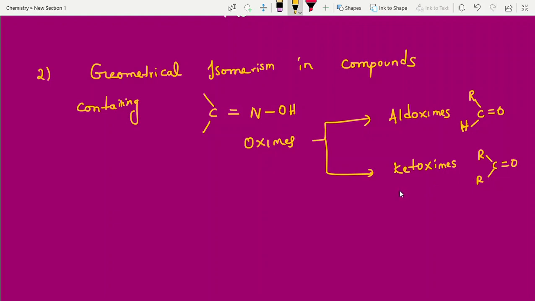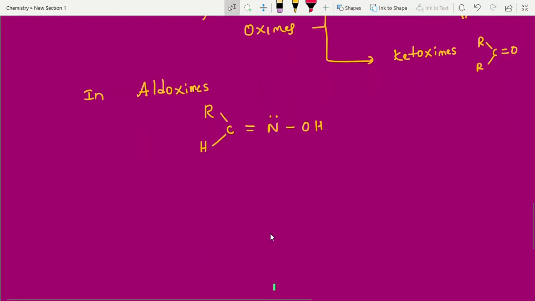Okay, now come back to this one. In aldoximes, R means alkyl group, like methyl, ethyl, propyl. This is H, it must be hydrogen. Double bond NOH. This is oxime. Wherever nitrogen is there, definitely it has a lone pair, no? So now you can write cis and trans, but a slight change is there. We are not calling here cis trans. We are calling here syn and anti. Syn is nothing but like cis. Anti is nothing but like trans.